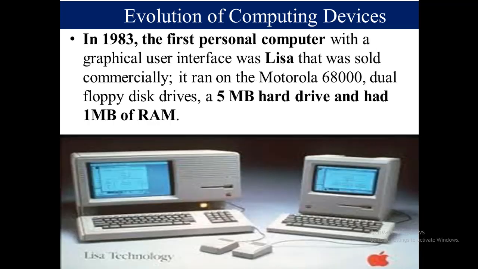After that, in 1983, the first personal computer with a graphical user interface was the Lisa. It was sold commercially. It ran on the Motorola 68000, with a dual floppy disk drive, a 5 MB hard drive, and 1 MB of RAM. Today, a computer with a 1 terabyte hard drive means its capacity is 1000 gigabytes, and as you know, 1 GB is equal to 1 billion bytes. So it was a dream for the people of that age.